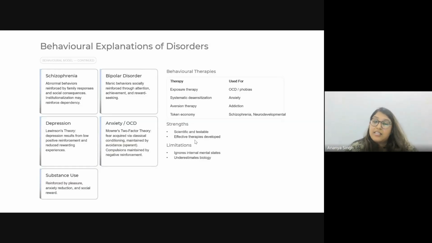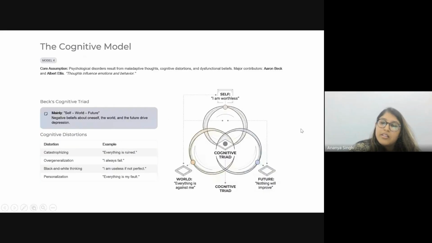The strength is that it is very scientific and testable, and effective therapies can be developed from it, which can be very systematized, manualized treatments. The limitation is that, again, it ignores internal mental states, and biology is also underestimated. Any perspective we take is going to ignore other perspectives, and that becomes a drawback.